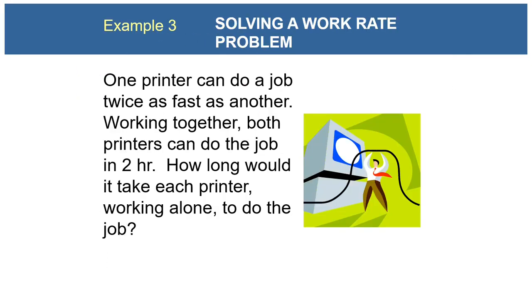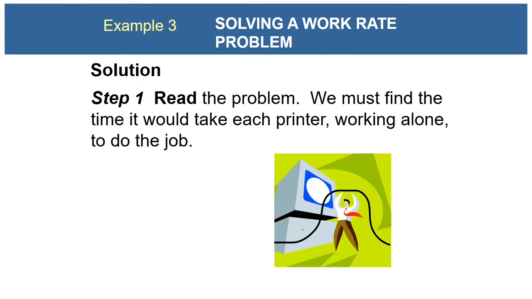So let's try an example with work rate. One printer can do a job twice as fast as another. Working together, both printers can do the job in 2 hours. How long would it take each printer, working alone, to do the job? We've read the problem. We must find the time it would take each printer working alone to do the job.